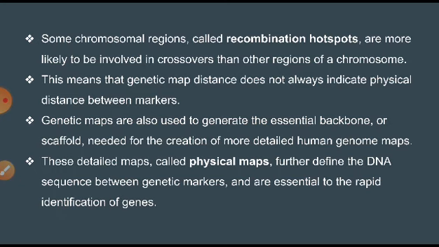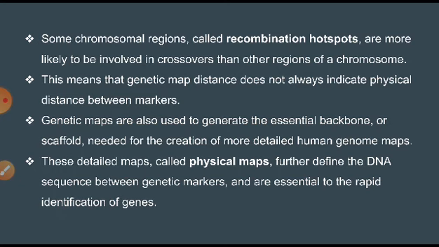Some chromosomal regions are called recombination hotspots. Nowadays, this word hotspot is scaring us because of the corona hotspots. So recombination hotspots are the places where the chances of recombination are high, or the chances of crossing over are very, very high. This means the genetic map distance does not always indicate physical distance between markers.